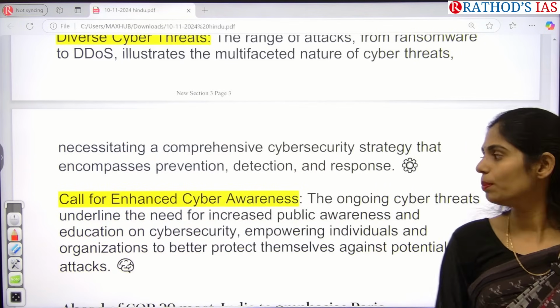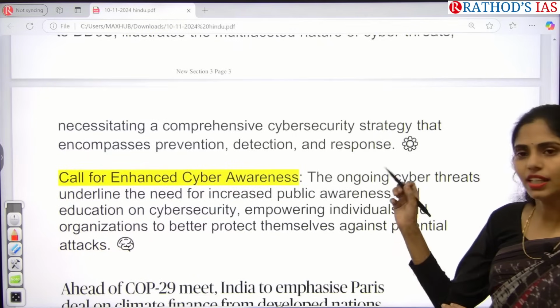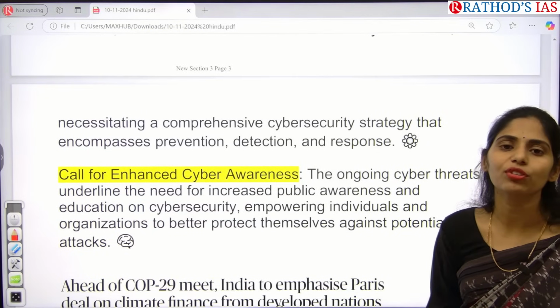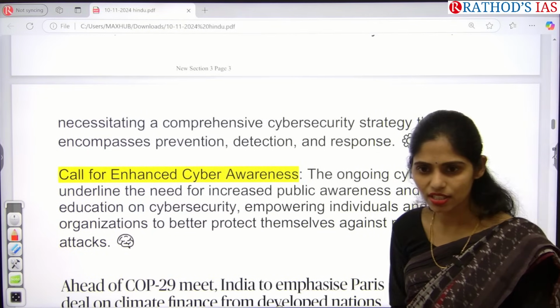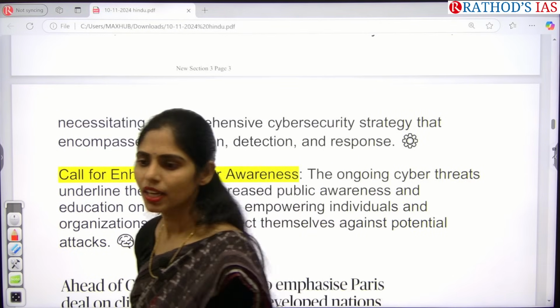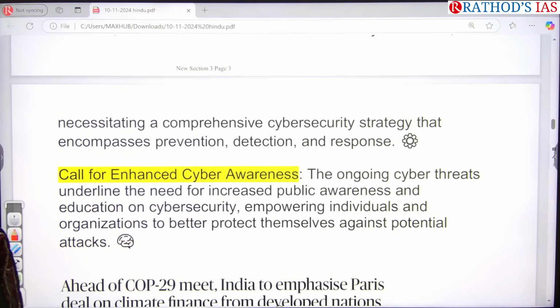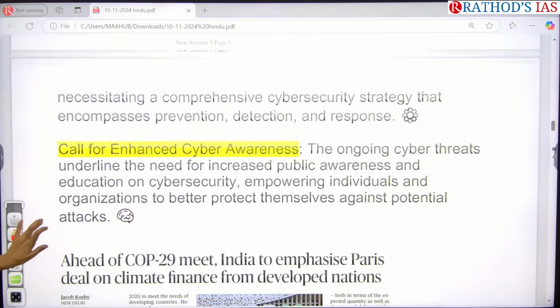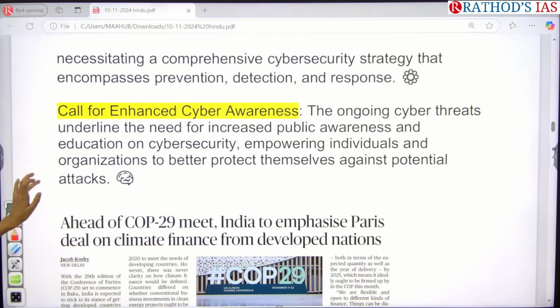So here people need to get awareness about cyber security issues, how they have to act if they are getting any malicious links or any calls like that, and they should not share any OTP, so that they will be protecting themselves against this attack.